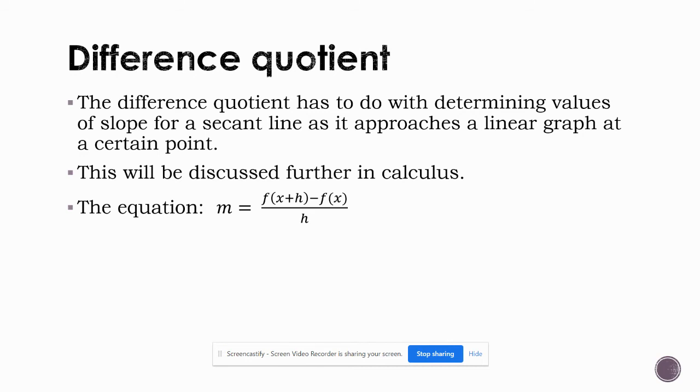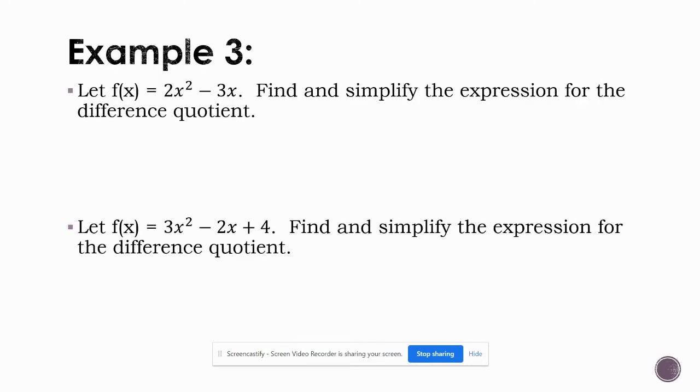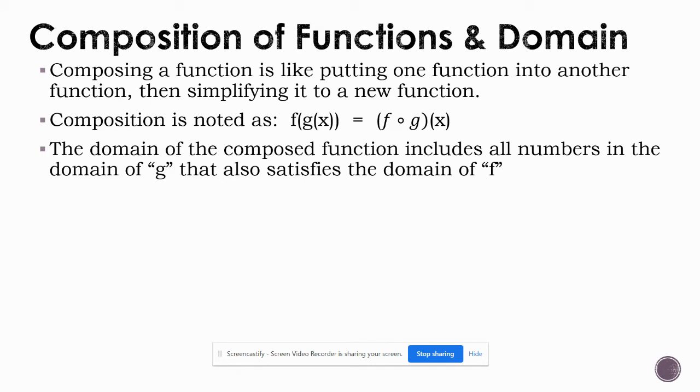We are going to skip over the difference quotient for right now and head on over to the page with composition of functions and their domain. So composing a function is like putting one function into another and then simplifying it. So we have f of g of x, or you might have heard this called f circle g of x. The open circle means composition.